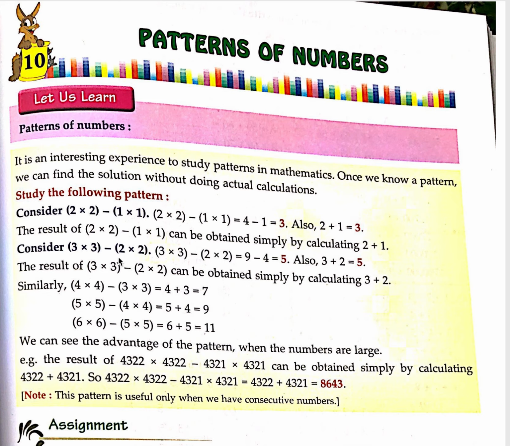Consider 3 into 3 minus 2 into 2. 3 into 3 minus 2 into 2 is equal to 9 minus 4 is equal to 5. Also 3 plus 2 is equal to 5. So it can be simply calculated by calculating 3 plus 2.